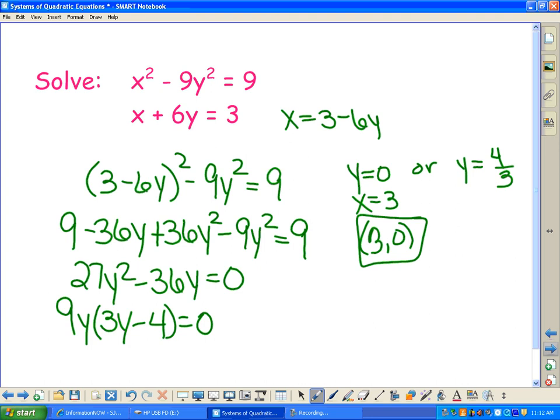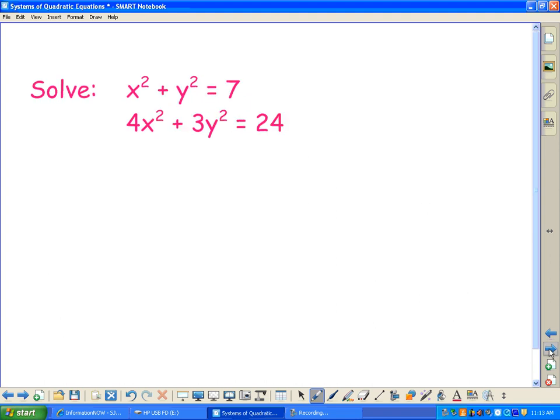And the other one is if y is 4/3, x is negative 5. So your other ordered pair is negative 5 comma 4/3. Okay? You see how that works? We learned these, we just didn't do them with quadratics. Okay? All right, let's look at this example.